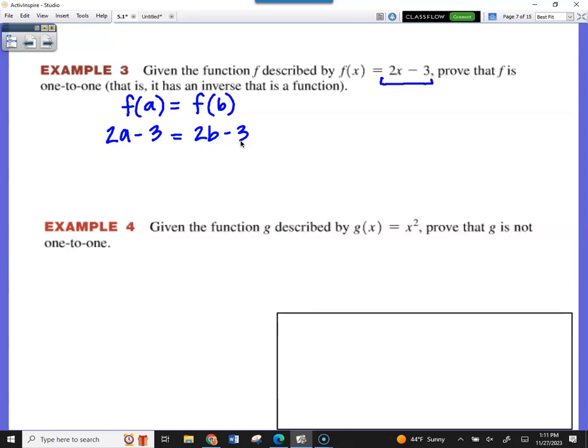Now that you have those values plugged in, you are free to work on this with the rules of math. Whatever you do to one side, do to the other. And the goal is, can we get down to A equals B? So the first thing I see is I could add 3 to both sides, right? And if I do that, it's just going to disappear. So I'm going to show that I'm adding 3 so that you know why it disappears.